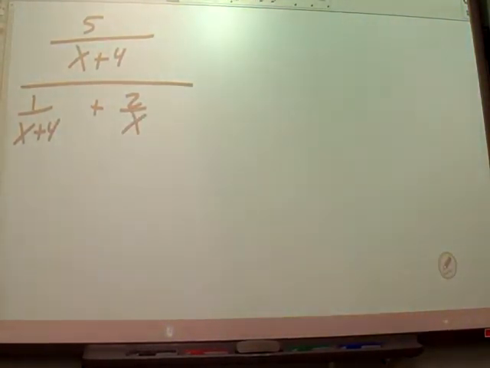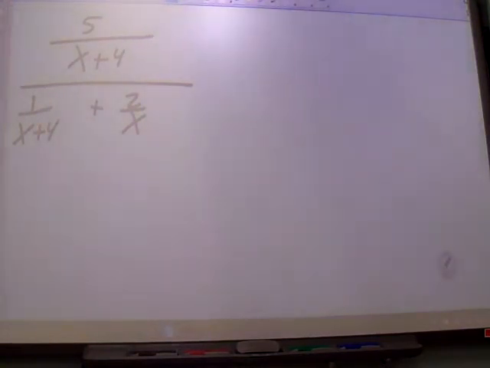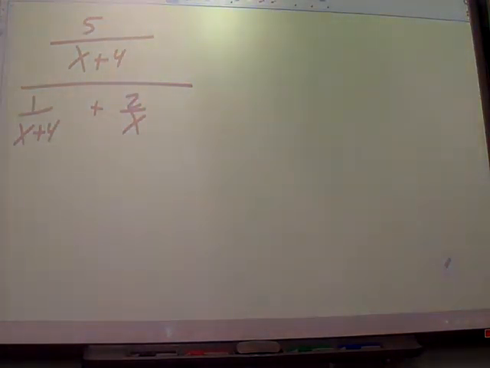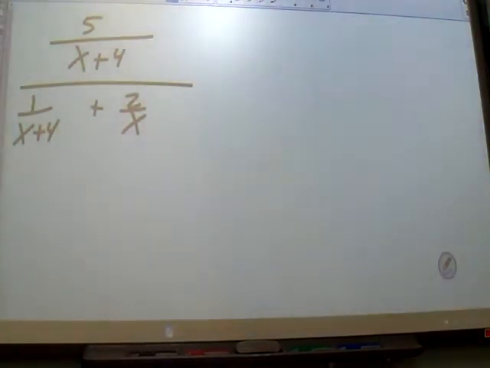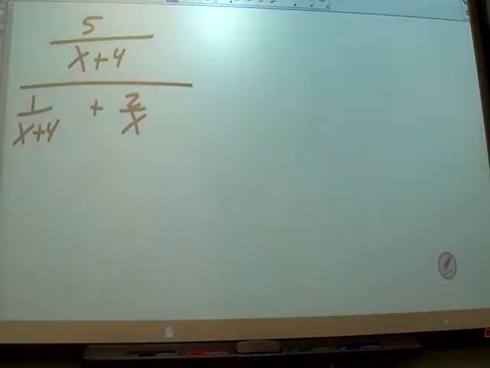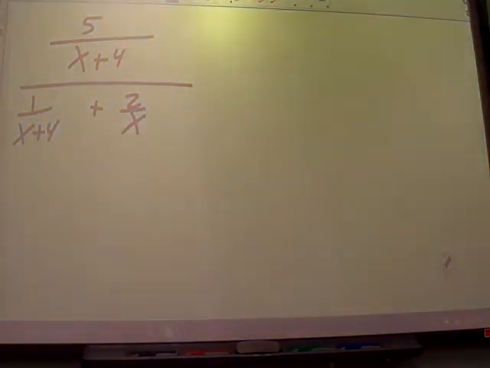All right, we got 5 over x plus 4 over 1 over x plus 4 plus 2 over x. So what a problem like this does is a few things. It combines what we've talked about so far in this short period with what we did Tuesday. And what they call this is a complex fraction. And that should be a good name. It's fractions within fractions, and complex means complex. So this is a complex fraction.